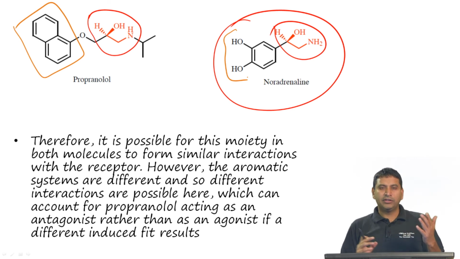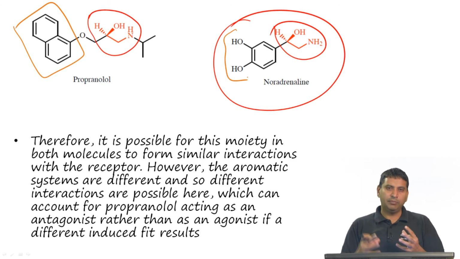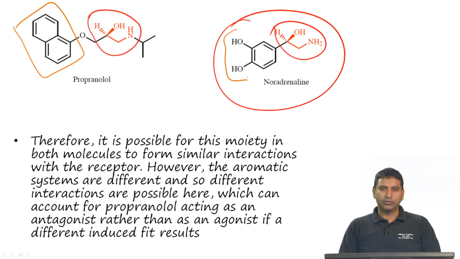Okay. But because the aromatic systems are very different, it is likely that it will act as an antagonist rather than as an agonist. Okay. Because it is quite unlikely that the receptor will have the same induced fit from binding to noradrenaline as well as propranolol. So, it is quite possible that this compound will act as an antagonist. Now, in order to understand whether it is going to have selectivity, we would need to find out how this molecule varies across various isoforms of this receptor, and it may not be easy to predict beforehand whether it would have selectivity or not.